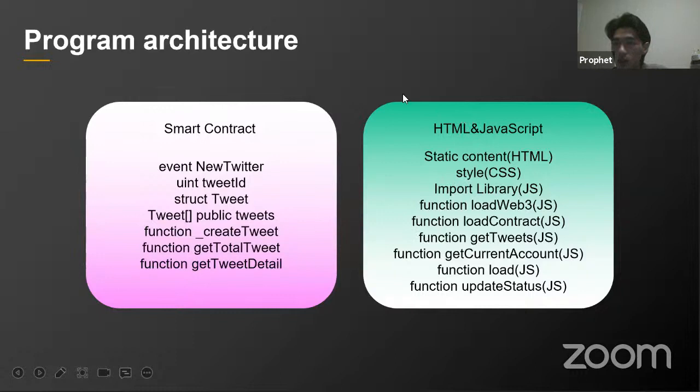And there are some other things that we need to define in the HTML and the JavaScript file. The first is the static content, like the header content, the button, some input box, text box, some static content. And the second is the style part, like how to change the color of the header, how to change the style of the text, and some other elements in the HTML file.